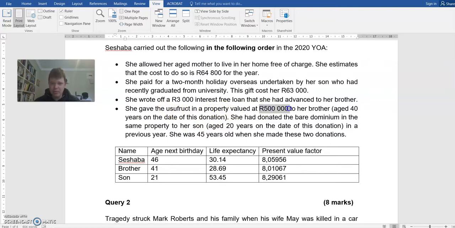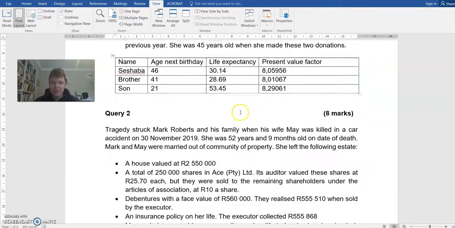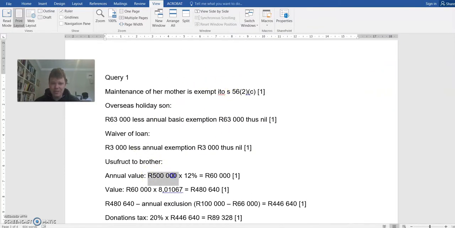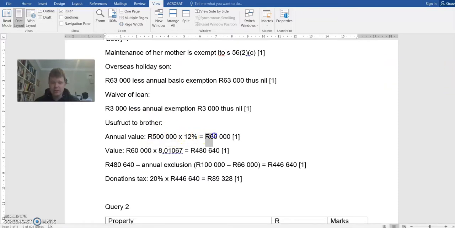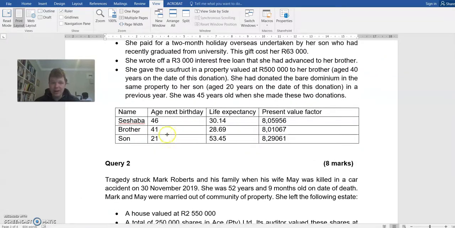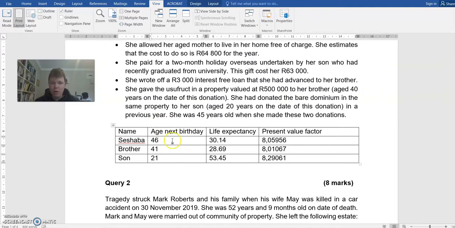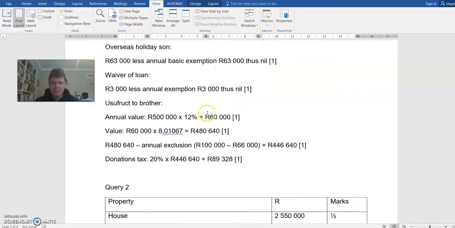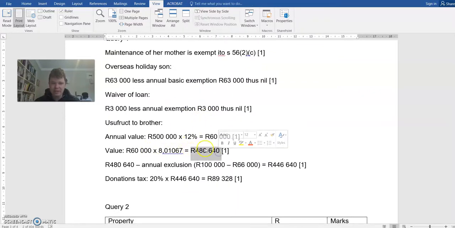So the stuff that we have to remember, we told the property is worth 500,000, and when valuing a usufruct, the process that we have to take is to say, well, hey, what we do, annual value, 500,000 times by 12%, so that's 60,000 Rand a year. We then multiply that by the age next birthday of, I'm going to go up here quickly, either the person donating it or, being in this case, Sechaba, or the person who is receiving it, in this case her brother. Over here, the present value factor is going to be the lowest for the brother, so we will take the 8.01, multiply it by the 60, and that gives us the value.